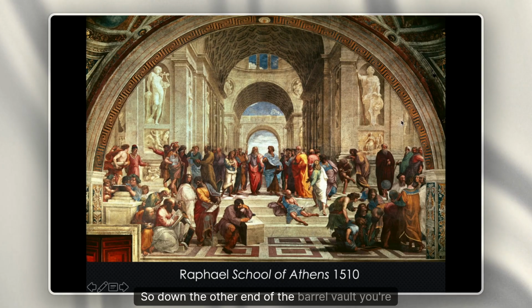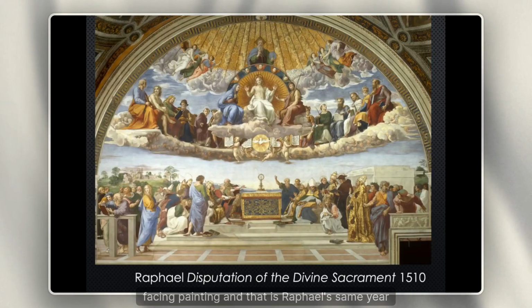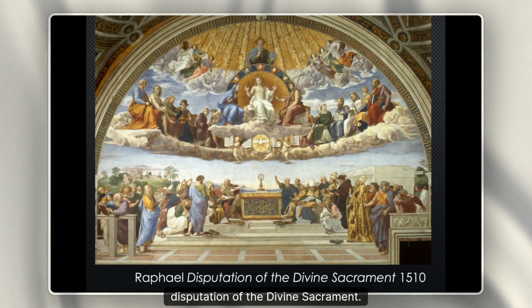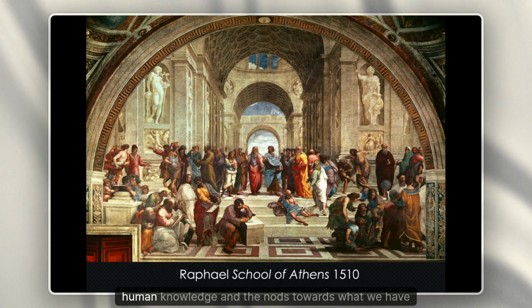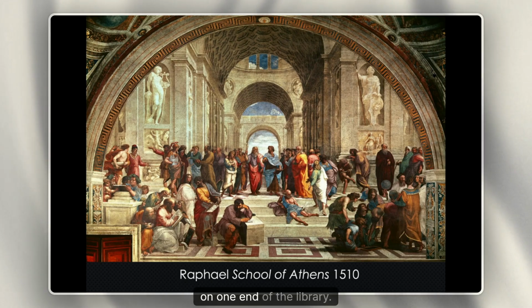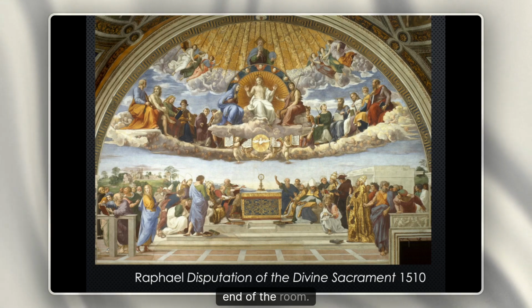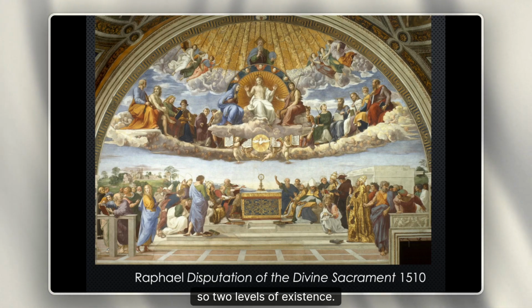So down the other end of the barrel vault, you're going to have a facing painting, and that is Raphael's, same year, Disputation of the Divine Sacrament. So we've got human knowledge and the nods towards what we have achieved as the human race on one end of the library, and then we have our divine knowledge represented on the other end of the room. So, two levels of existence.